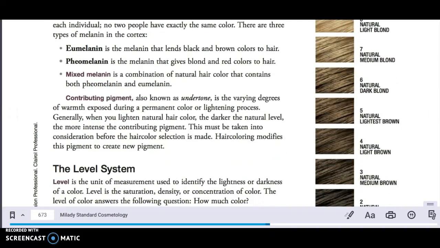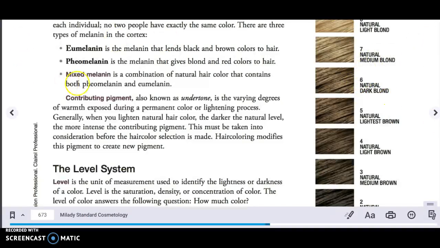Contributing pigment, also known as undertone. It is the varying degrees of warmth exposed during a permanent color or lightening process. Generally, when you lighten natural hair color, the darker the natural level, the more intense the contributing pigment. This must be taken into consideration before the hair color selection is made. Hair coloring modifies this pigment to create a new pigment.